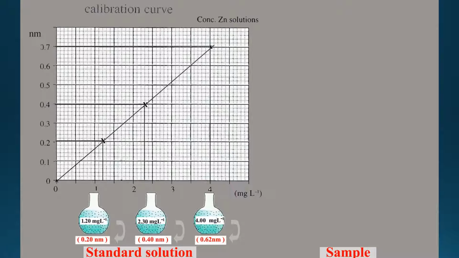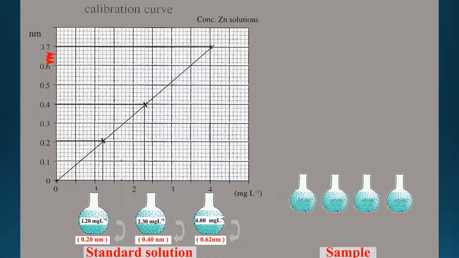Now we go to the sample. The sample obtained could be from the river or could be from the farm, from the soil, to obtain that solution. That is the sample that I want to find out the concentration of the metal. In this one, I'm testing zinc. I want to know the zinc concentration. And how do I do it?